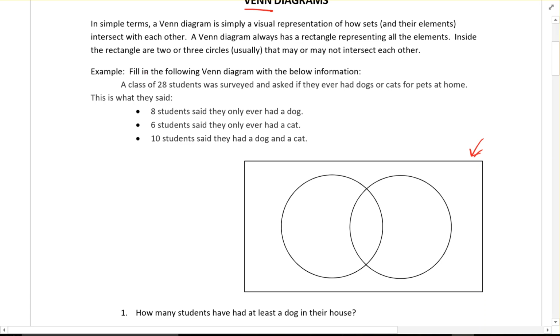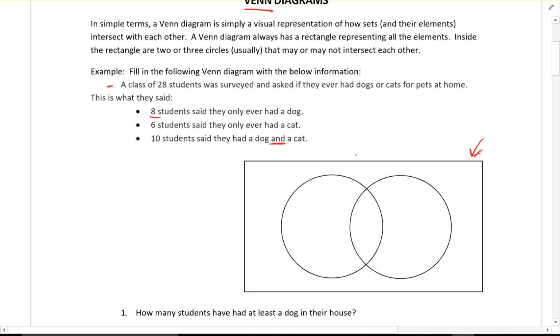So it says a class of 28 students was surveyed and asked if they ever had dogs or cats for pets at home. This is what they found. 8 students said that they only ever had a dog. 6 students said that they only ever had a cat, and 10 students said that they had a dog and a cat. So it's going to become important, words like and, that they had a dog and a cat. That'd be different if it said a dog or a cat, which we're going to see later. But these kind of keywords are going to be important.